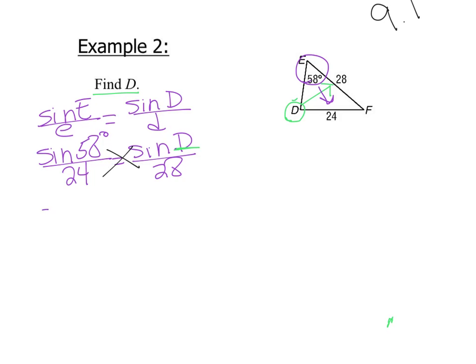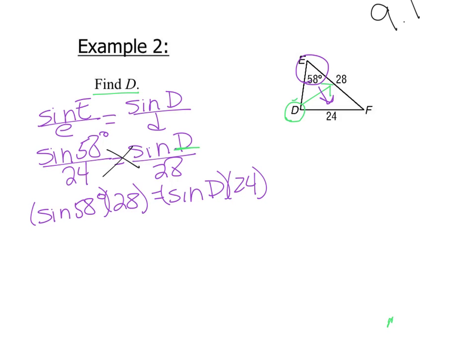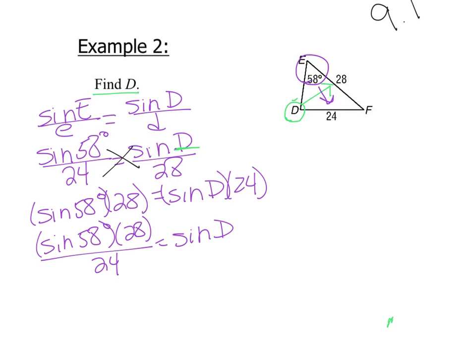So when I cross multiply, I would have the sine of 58 degrees times 28 is going to be equal to the sine of angle D times 24. Solving for angle D, I'm going to divide both sides by 24. And I'm going to have the sine of 58 degrees times 28 divided by 24 equals the sine of D.